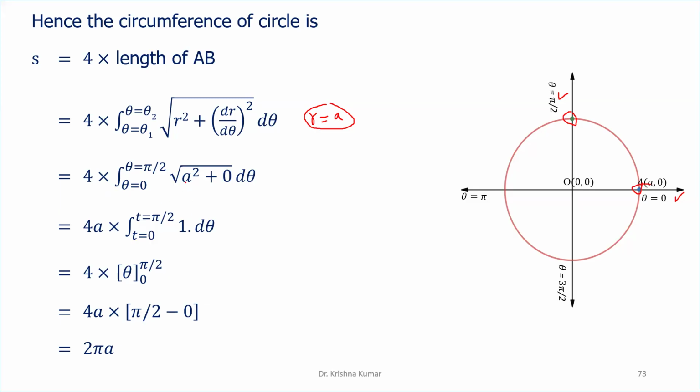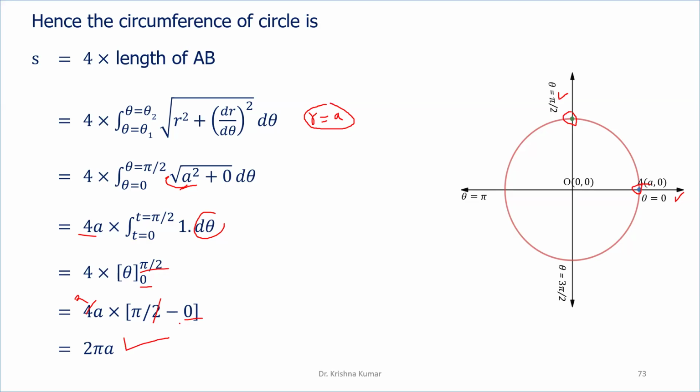Since a is constant, we take a square outside, and out of the root it becomes a. So we have taken 4a outside, and what remains is 1. The integration of d theta with respect to theta is nothing but theta. The lower limit is 0 and the upper limit is pi by 2, so it can be written as 4a into pi by 2. Again, this 2 and 2 will cancel. So we have 2 pi a, which is the desired circumference of the circle.